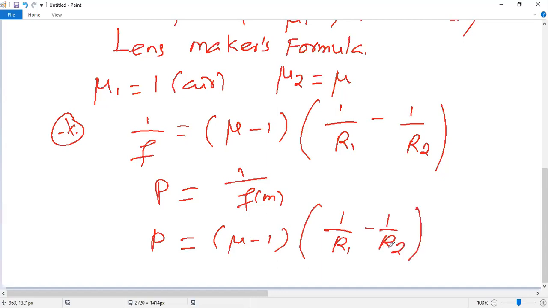Listen, before that, how to find the focal length? You know only one formula, that is 1 by v minus 1 by u is equal to 1 by f, the normal lens formula. But now using the radius of curvature, R1 value and R2 value, and the refractive index of the glass or the lens, based on these values also we can easily find the focal length, 1 by f, power, everything. Clear? And the lens derivation is also there. That one we'll discuss after. So this is the lens maker derivation using convex lens.